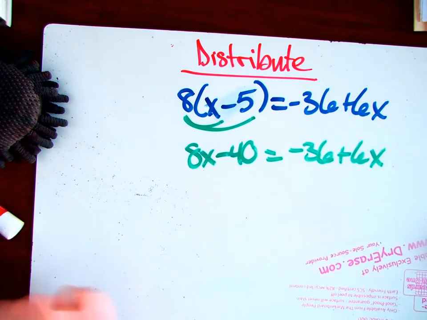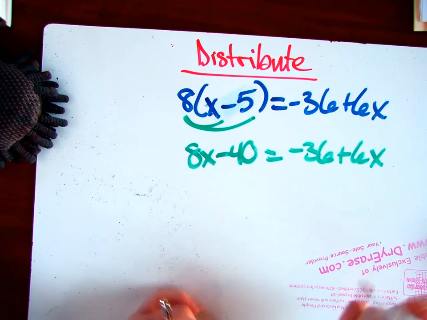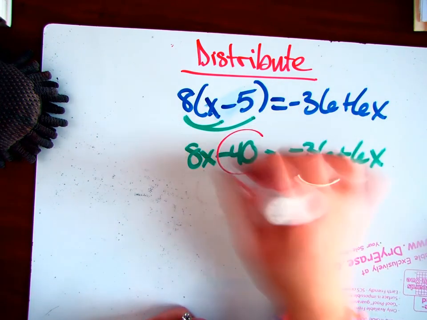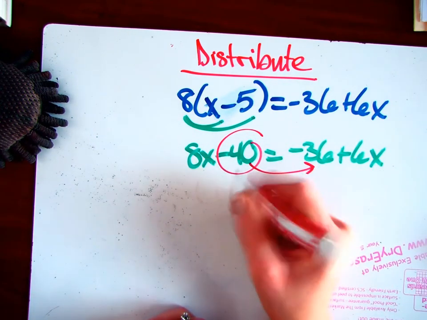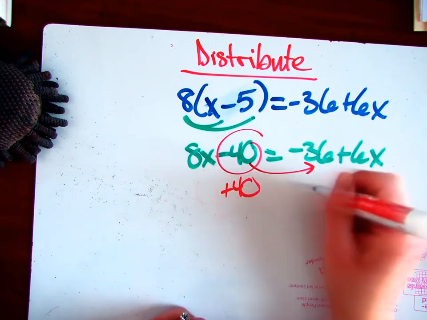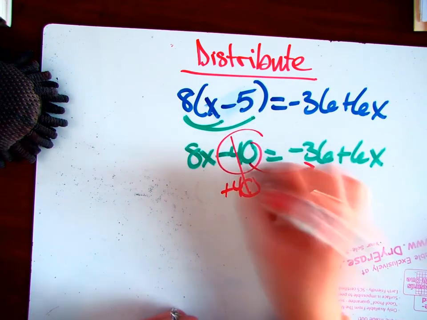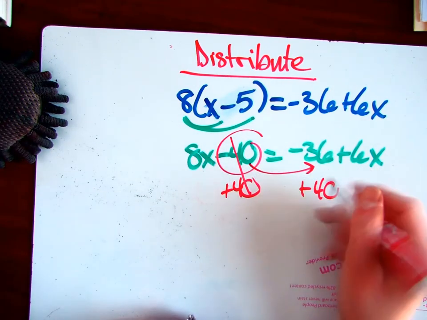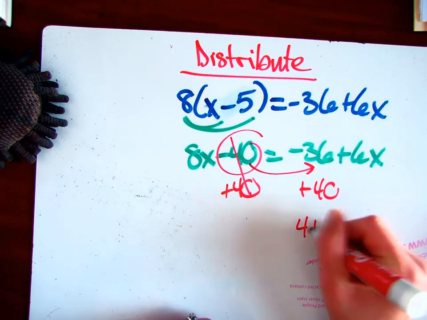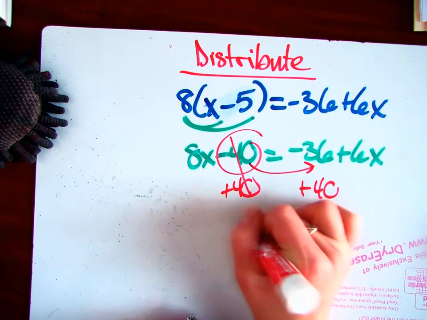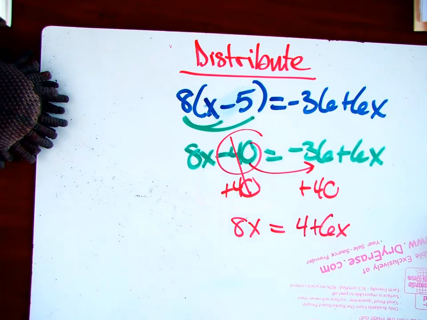Oh, hey, look, this now looks really similar to what we just did last time. I'm going to send 40 this way to make it easy to work with. Plus 40, plus 40. 40s are gone. Negative 36 plus 40 is a regular 4. So then again, I'll just bring everything else down.